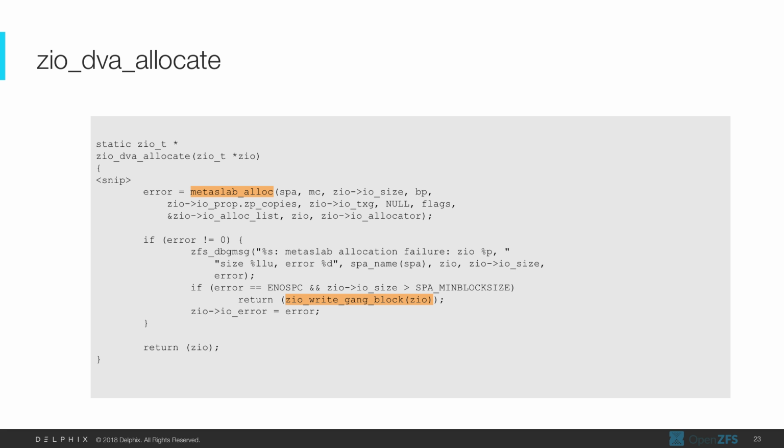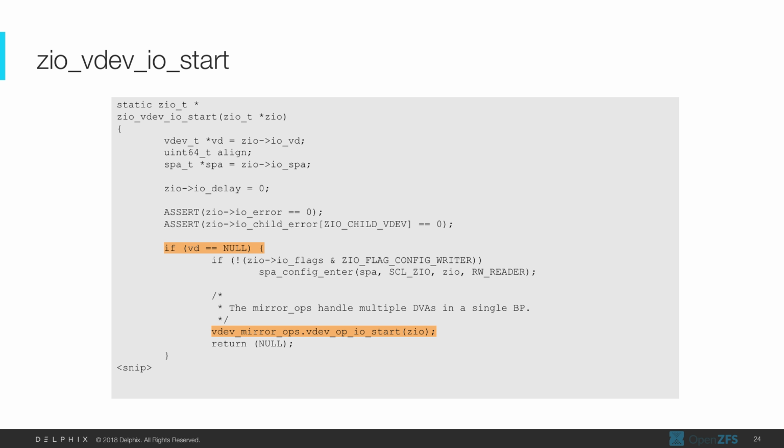So let's say we get through the allocation code just fine. Now we get to IO start. This is that kind of subtle little piece of code where it says, I go through here, if the VDEV is null, call the mirror operations to do an IO start. Every single time our logical IO comes through here, the logical IO's VDEV is going to be null. So it's always going to call VDEV mirror IO start to try to deal with the copies property and ditto blocks.